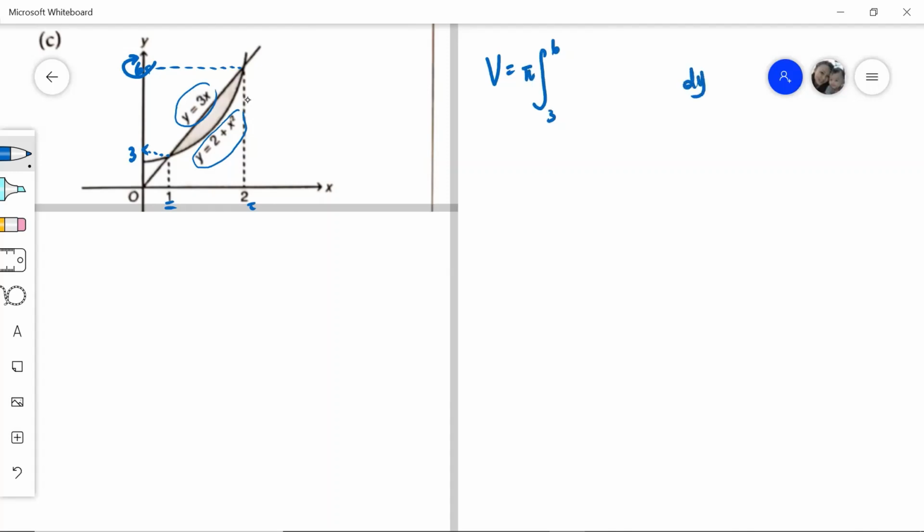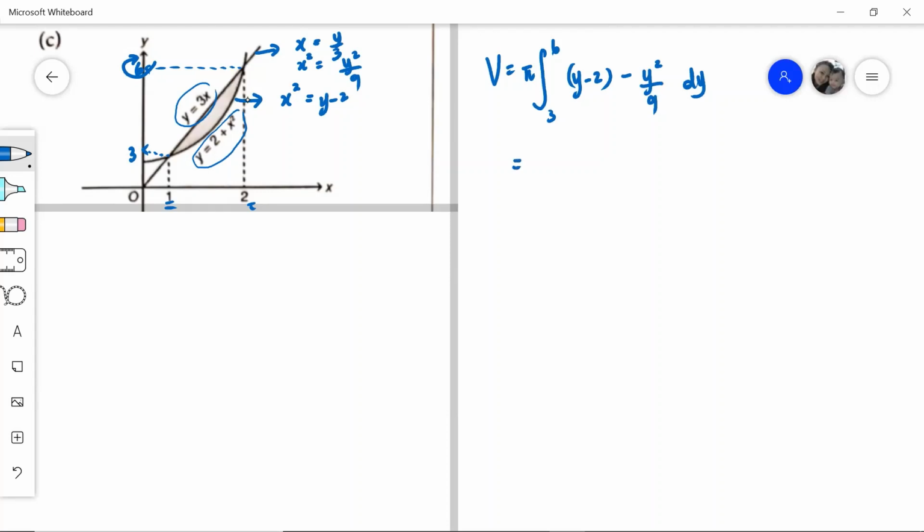So we shall take the outer graph minus the inner graph. So the outer graph is this curve. So this curve, make x squared the subject. So we have x squared equals y minus 2, whereby the straight line, we have y equals 3x, therefore x equals y over 3. Therefore, x squared will be y squared over 9. So let's use the y minus 2 minus y squared over 9.